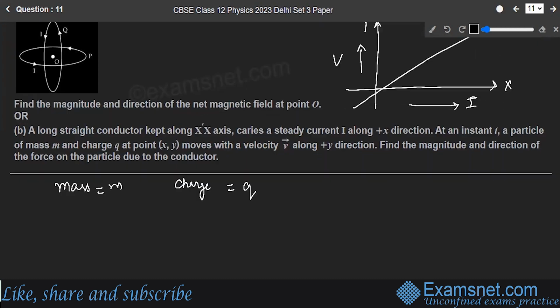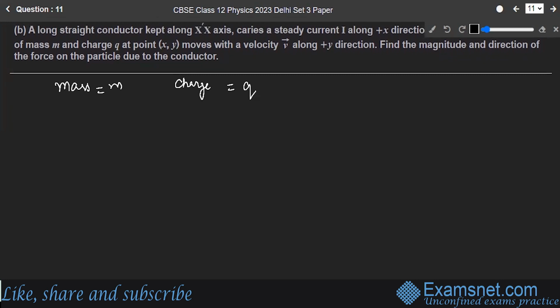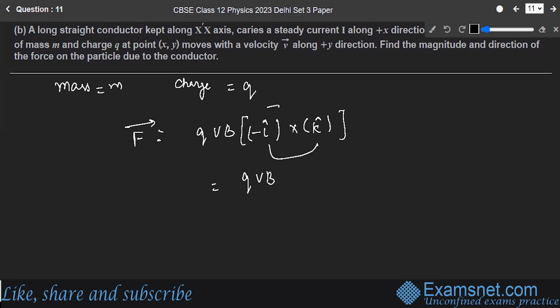According to Fleming's left-hand rule, first of all, from the relation, the force is given by QV, P minus I, cross K. So this is equal to QVP. This is the negative x-axis and the K. This will give me the J, the cross product of these two unit vectors, because these are three coordinate axes. So the cross product of I and J will give me K.